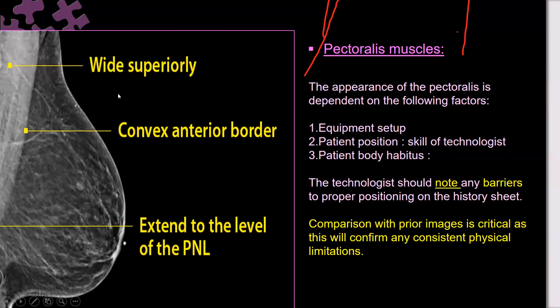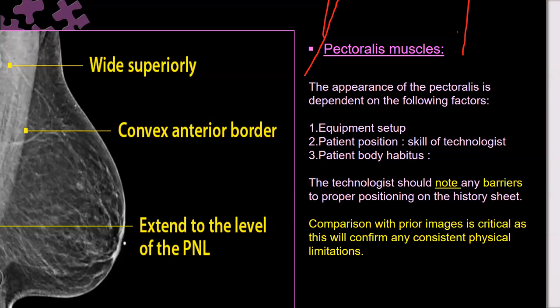So these are the pectoralis. It has to be like that. Wide superior, convex or straight. Its lower level is at or below the line. This is the optimum MLO. And I could see the nipple in profile highlighted by the nipple markers and open inframammary pole. But to have it or to miss it, there are factors affecting it, okay?